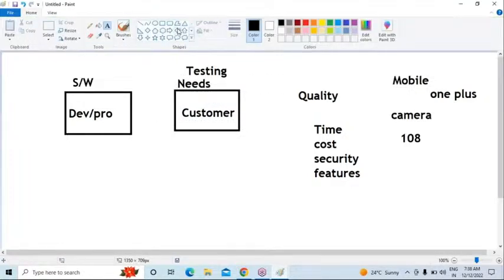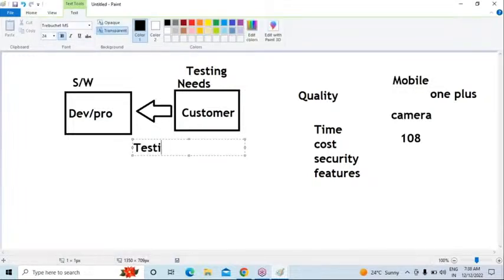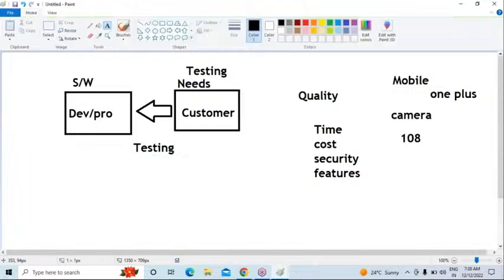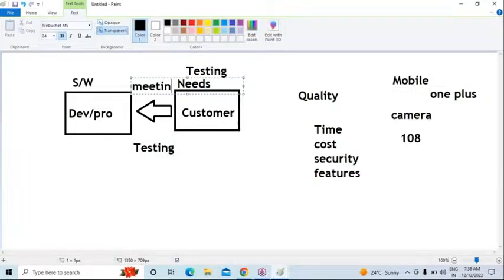So we have to verify whether the developed application is meeting all the customer requirements or not. This is the definition of testing. Whenever we test any application, we need to validate whether it is meeting all the customer requirements or not. In simple words, testing is nothing but checking the application and finding the defects. We'll see more about defects later.